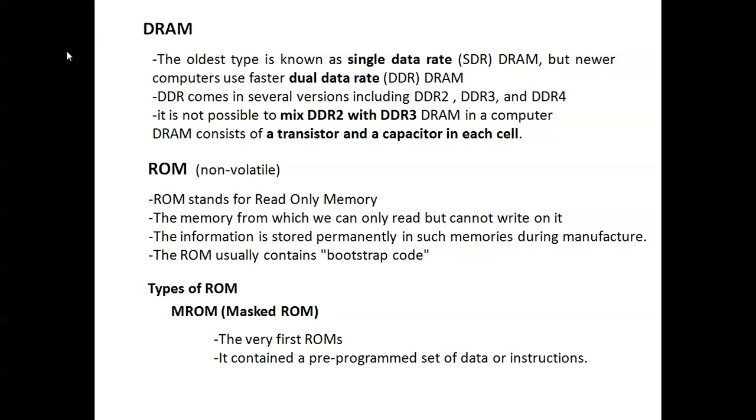Then ROM, read-only memory. It is non-volatile. Non-volatile means the information is stored permanently. Such memories are written during manufacture. Even if you switch off the power, the memory stays in that place. You cannot write to this ROM because the manufacturer writes it and it is permanent. It is mainly used for bootstrap code. When you start the system, a booting function runs, and this bootstrap code is provided by this ROM, read-only memory.